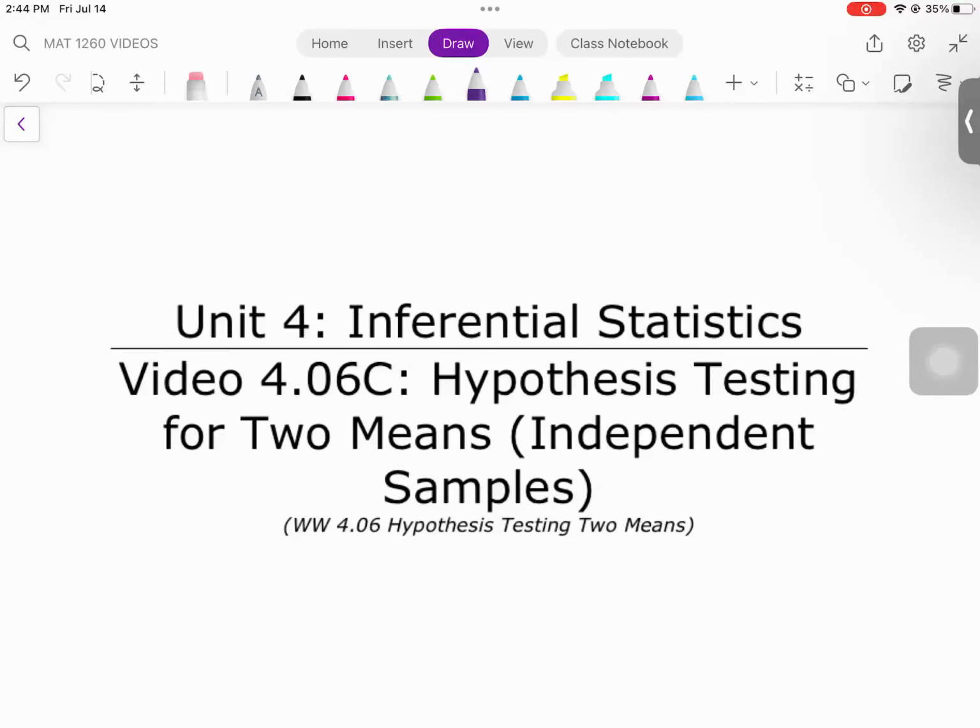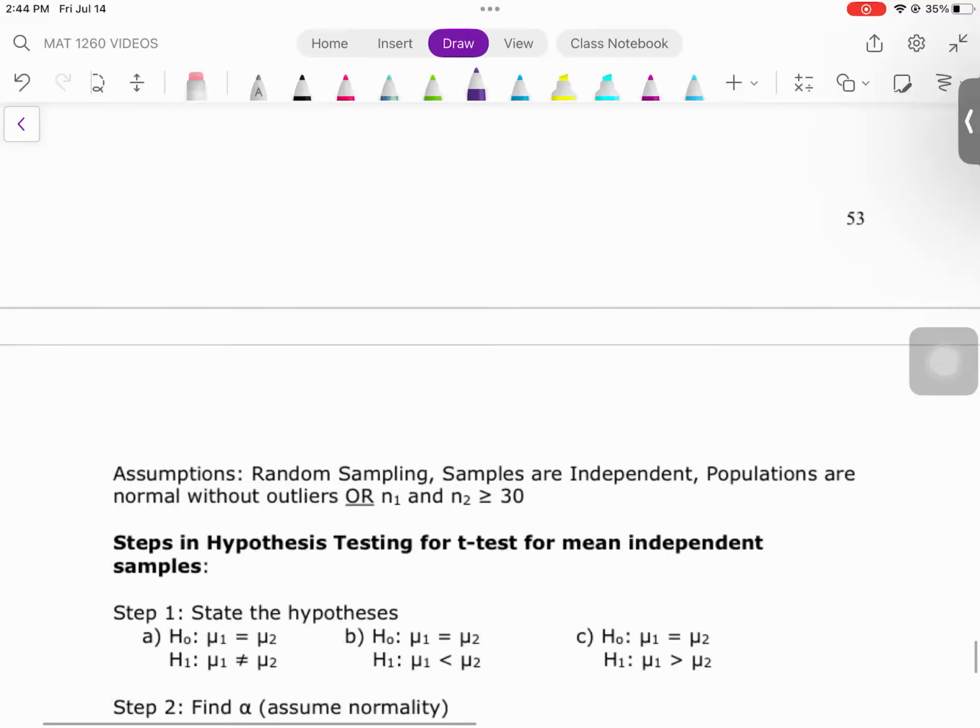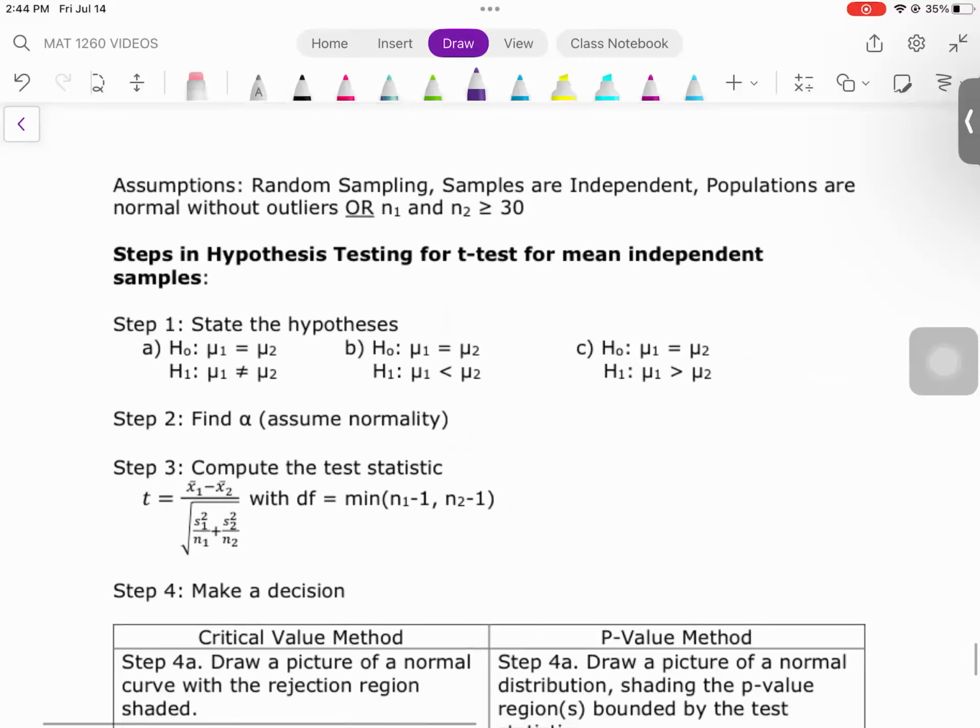In this video, we're going to look at hypothesis testing for two means that come from independent samples. The assumptions: random sampling was used, the samples are independent, and both populations are normal without outliers, or both of our sample sizes are greater than or equal to 30.